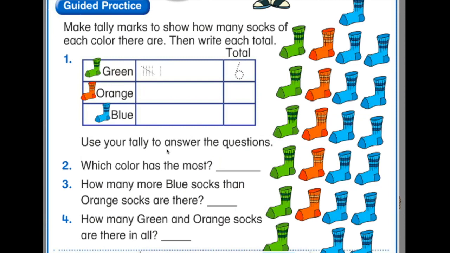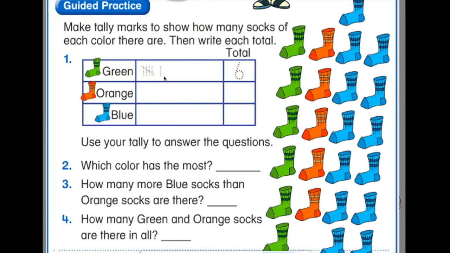It says to make tally marks to show how many socks of each color there are, then write each total. The green is already done for us. If you look over here at all of these socks and focus on the green and count them out, 1, 2, 3, 4, 5, 6. There is a total of 6 green socks, and they represented that information by putting it in tally marks. We have our group of 5 and then one more to show a total of 6.